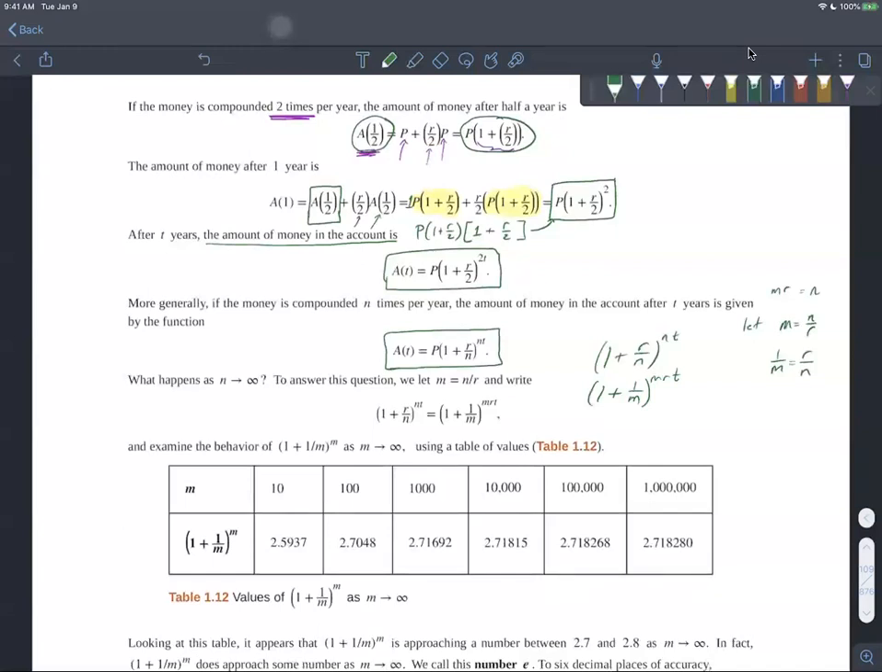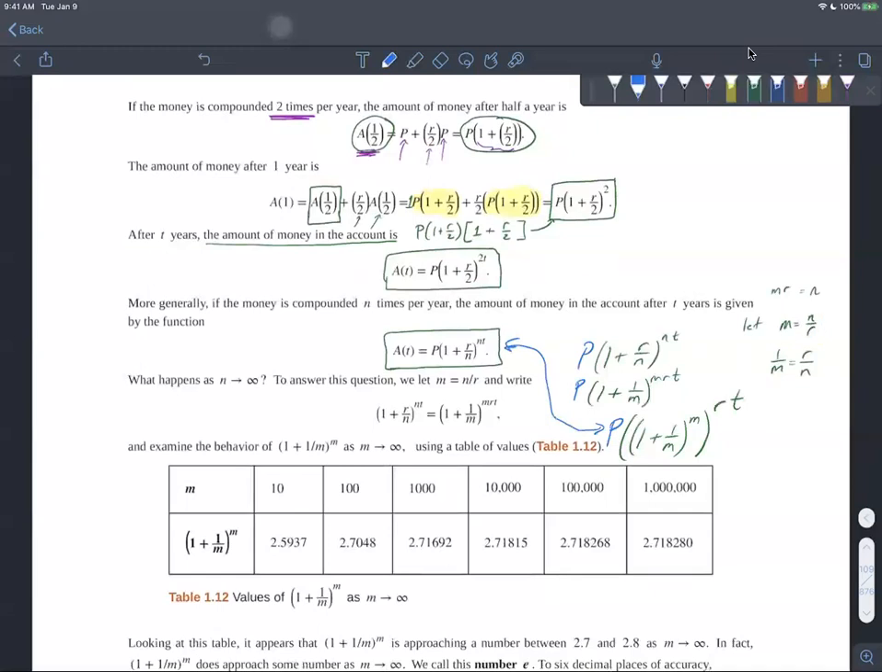And so we want to look at this function here. We can actually look at the behavior of (1 + 1/m)^m, and then we'll raise that to the rt, right? And notice that there was a P in front of all this. I kind of left it out for a moment, but there was a P, and this is exactly equivalent to what we have here with the substitution that m is equal to n over r.